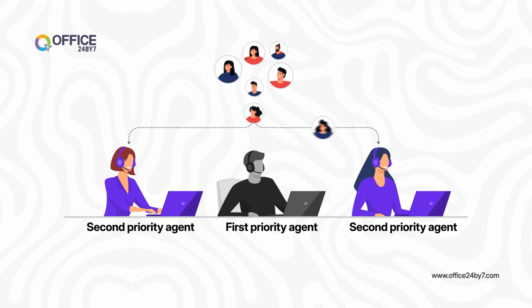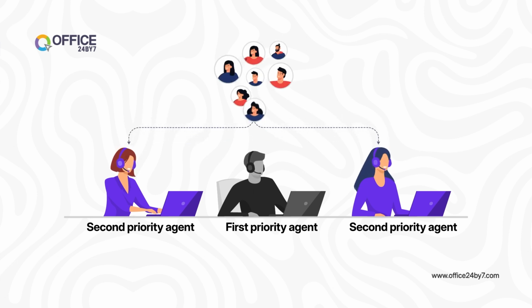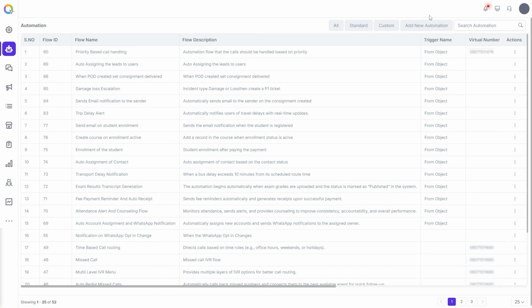Only when that priority agent is busy, not connected, or unavailable, should the call move to the next agent in the hierarchy, and then to the next, and so on. We can achieve this perfectly through an automation flow. So let's go into the configuration and understand how to set this up.